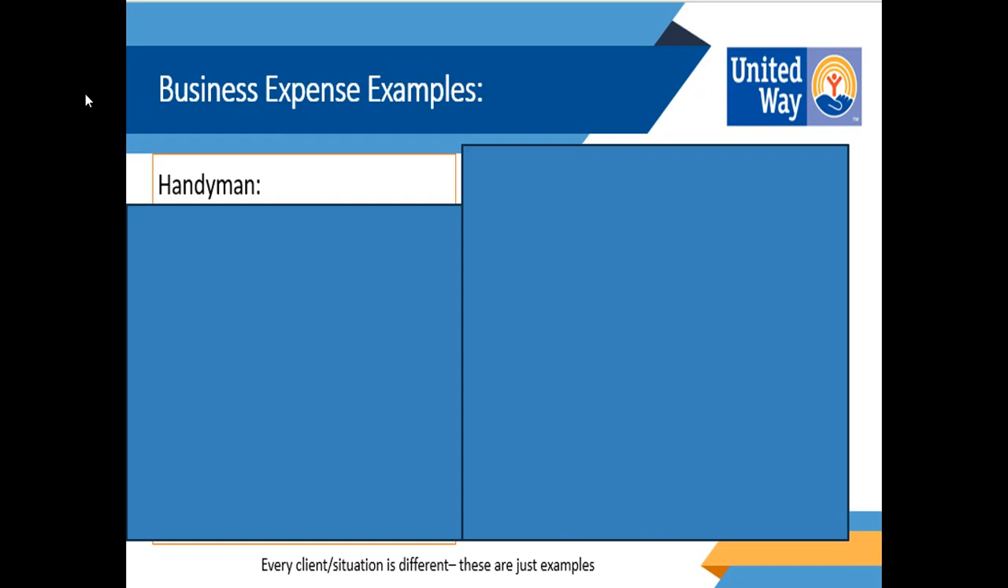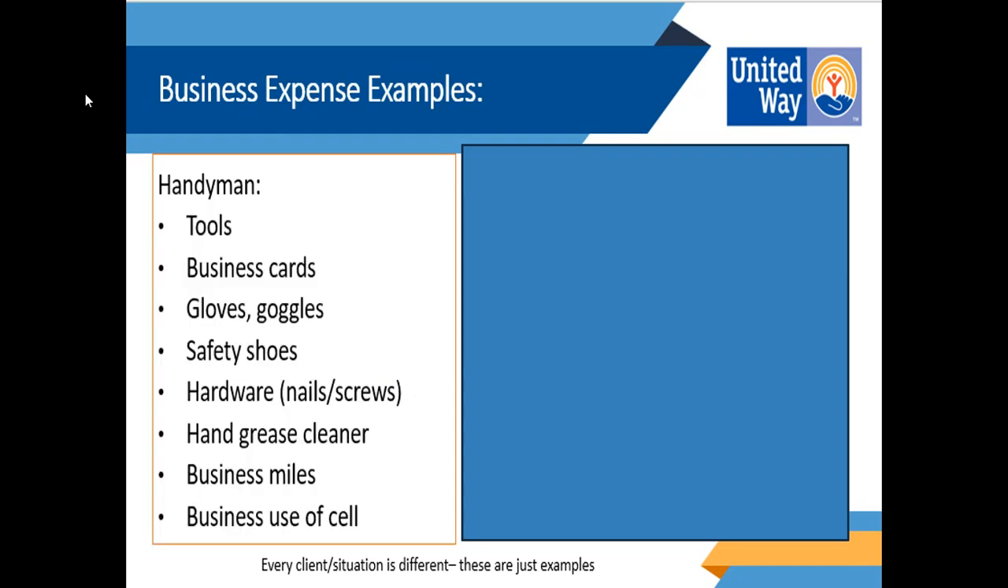So pause this. Think about what some expenses a handyman might have. Remember, every handyman is different. Tools, business cards, safety gear, of course. You have the hardware. Don't forget business miles and business use of cell. They have to have that cell phone in order to get those jobs and to coordinate things.